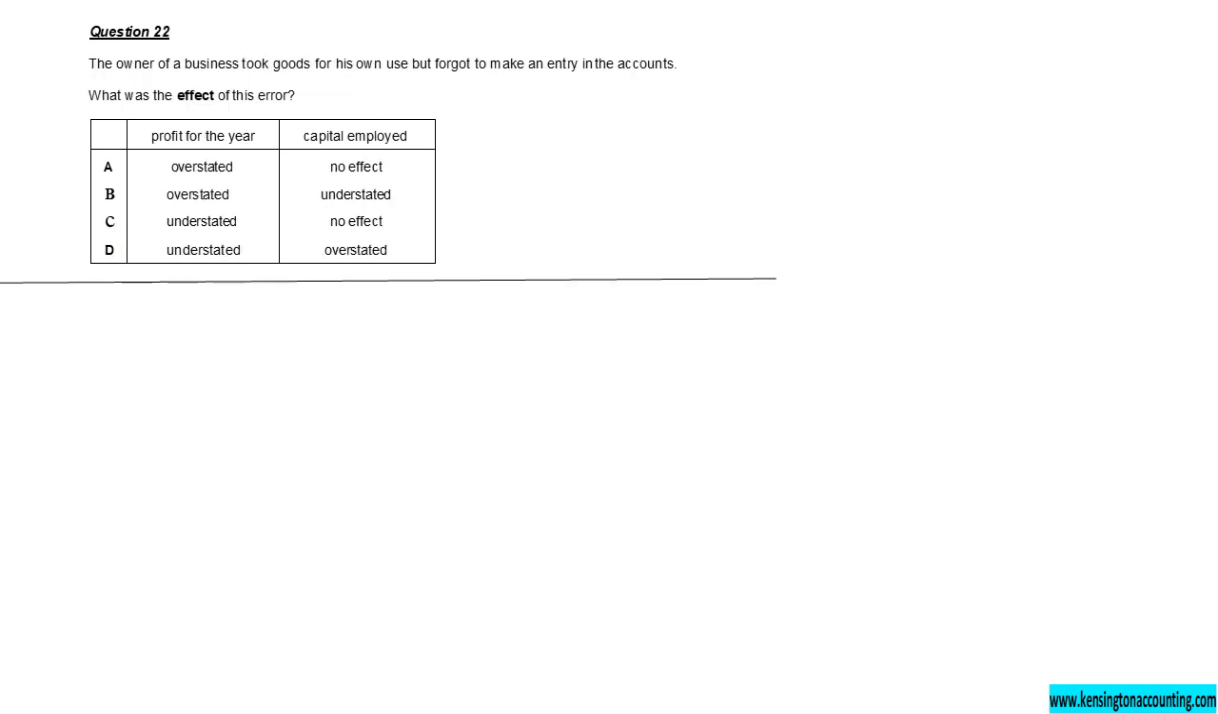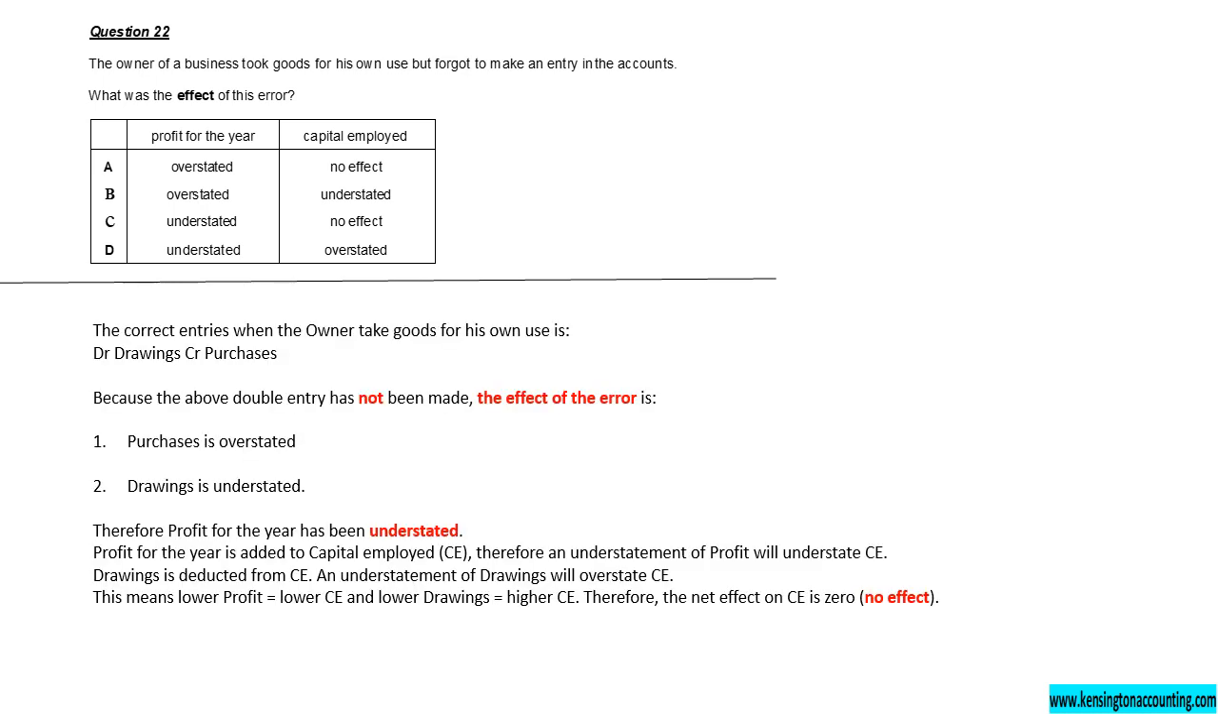Question 22 deals with an omission of drawings of goods. Let's see what is the normal entry for drawings of goods. The correct entry would have been debit drawings and credit purchases. Now, because this entry was not made, the effect of this error will be that purchases will be overstated and drawings will be understated, because drawings is a debit balance and you haven't included that particular debit entry. The balance will be understated. So this is the effect of this omission.